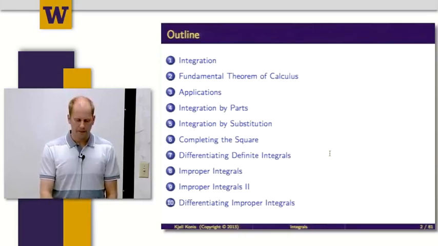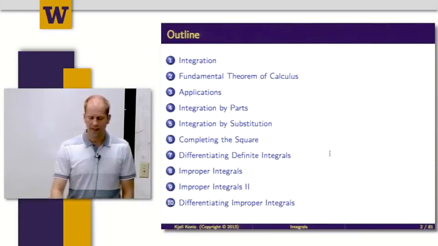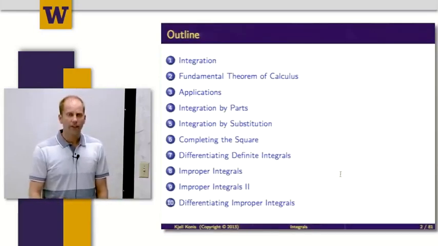So that'll be topic number 7, differentiating definite integrals. We're also going to look at integrals that have an unbounded region. So that would be integrating from, say, minus infinity up to a certain value x. We can also look at improper integrals where the function takes an infinite value, and that'll be what we talk about in topic 9, improper integrals 2. And then we'll put all of that together and learn how to take the derivative of a function defined to be the improper integral of another function.